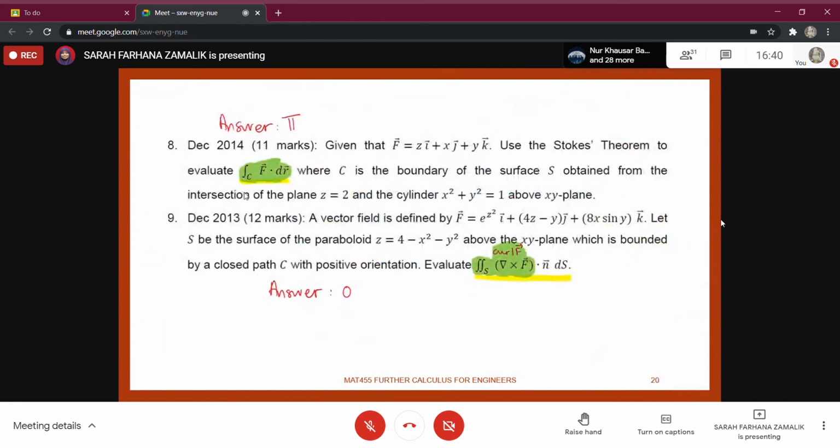Madam, untuk soalan yang topik ni, dia memang semua dia ada IJK kan, dia space kan? Ya, dia mesti in space. Okay. Thank you, Madam. Okay.